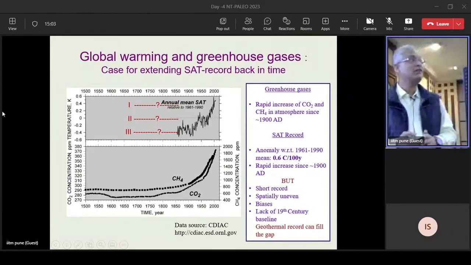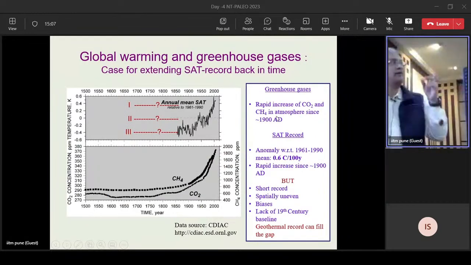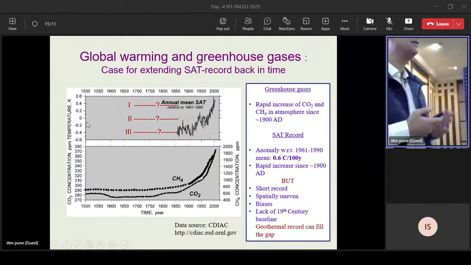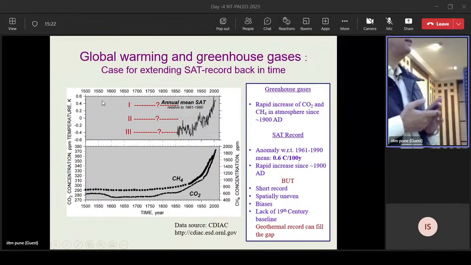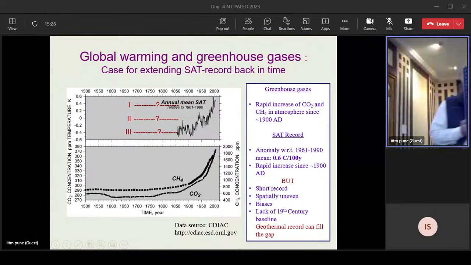So what's the motivation for doing that? Are there geologists here among the students? How many geologists? Good. How many physics, geophysics, meteorologists, environmental? Okay, fine. So a majority of you are geologists.